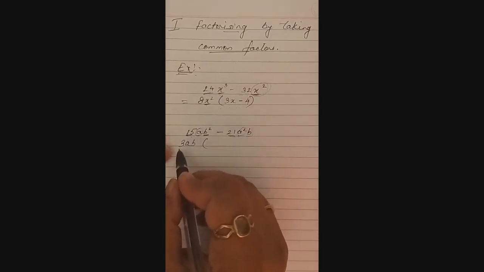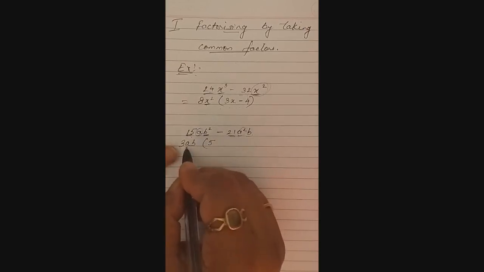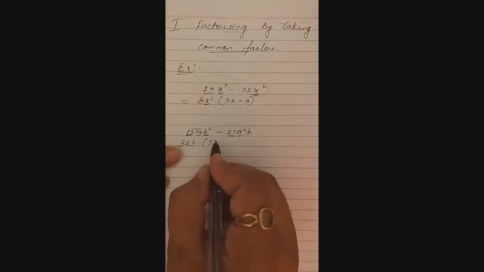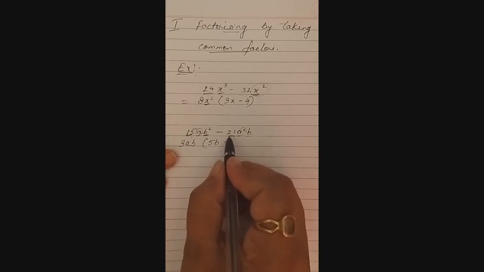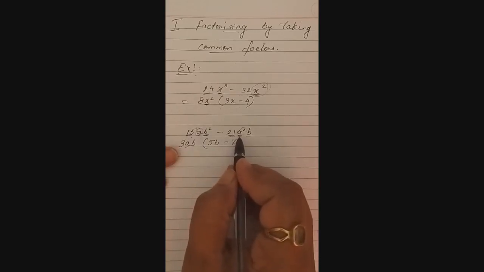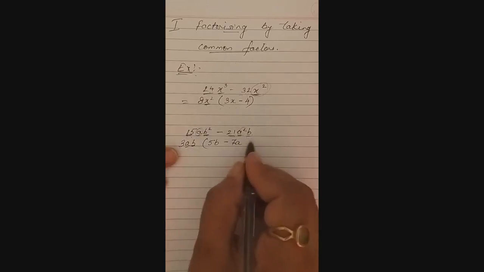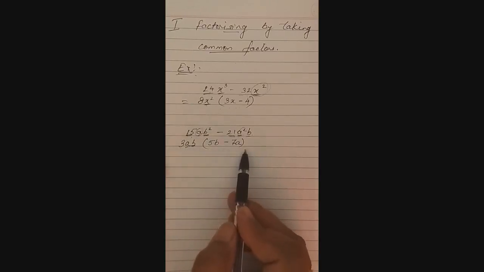From 15 we have taken 3 common. What is left? 5. Then a entirely we have taken common. Leave it. Then it is b square. B we have taken. So what is left? B. Okay. Now here 3 we have taken common from here. So what is left? 7. A we have taken common and here it is a square. So what is left? A. B we have taken common entirely. So we'll leave B. So factors of these is 3ab into 5b minus 7a.